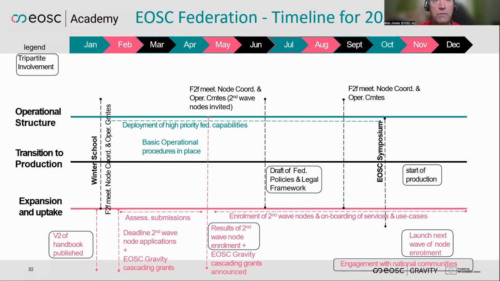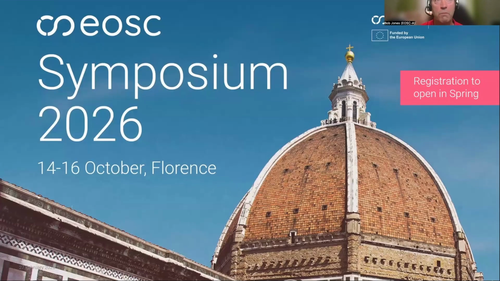And then there'll be a launch of the third wave of enrollment as well before the end of the year. So I highlighted that the next big event we have for the whole of the community is the symposium. That'll be hosted in Florence on the 14th to 16th of October. Registration is going to start this spring if it hasn't started already. So reserve those dates in your agenda so you can see how far we've progressed with the development of the federation as well.